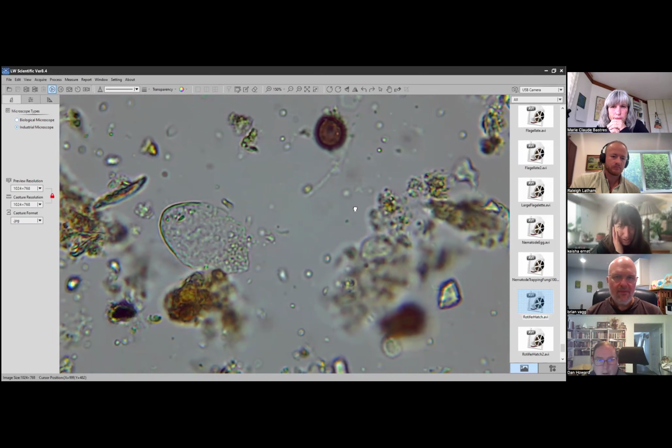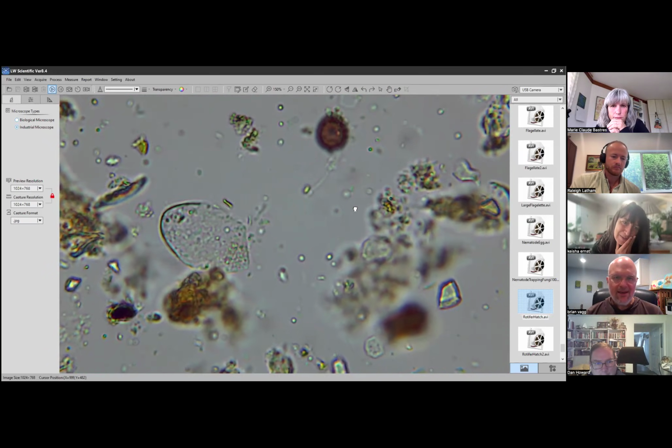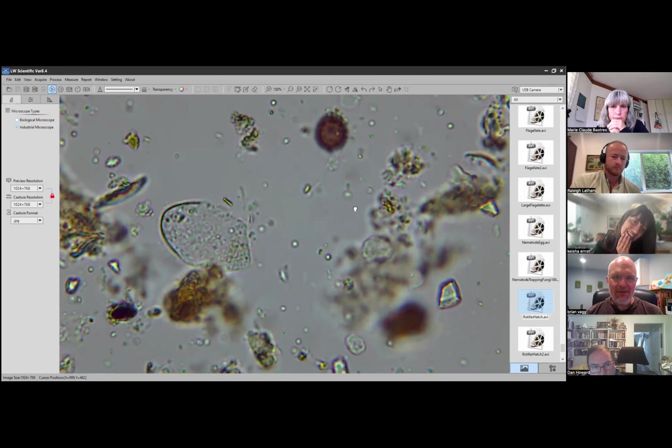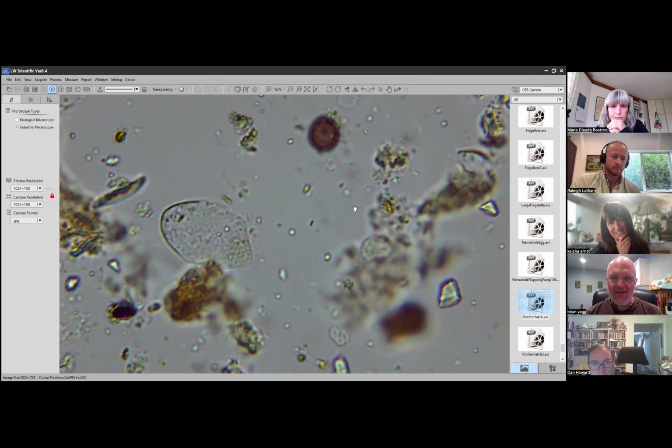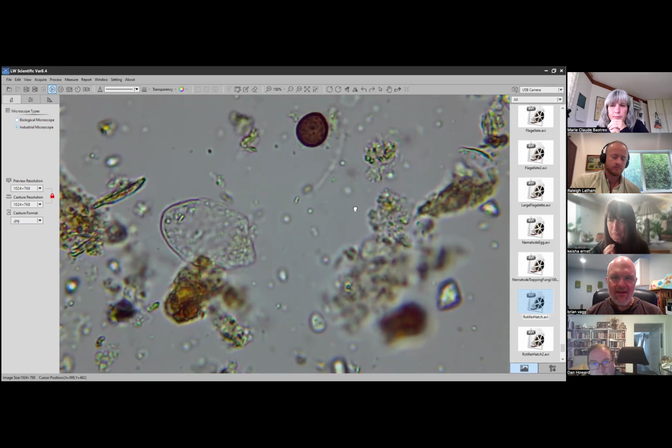What is it? That's cool. It looks like a testate amoeba shell that's kind of broken a little bit. Interesting. Fungal spore there.